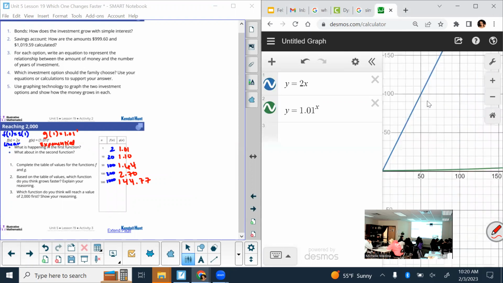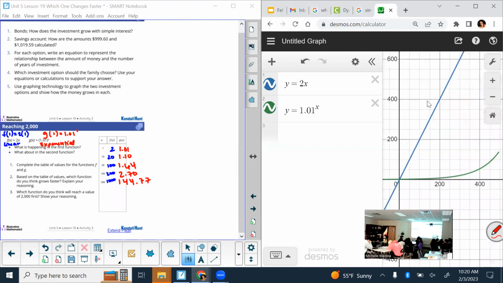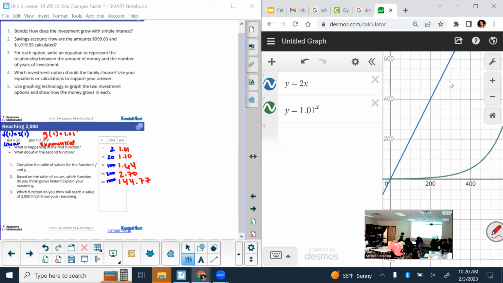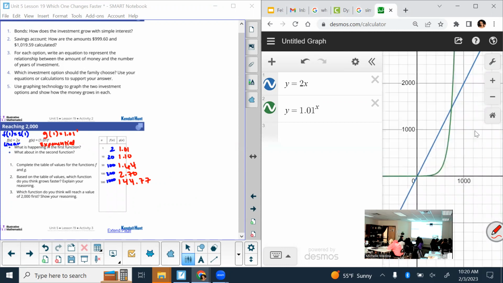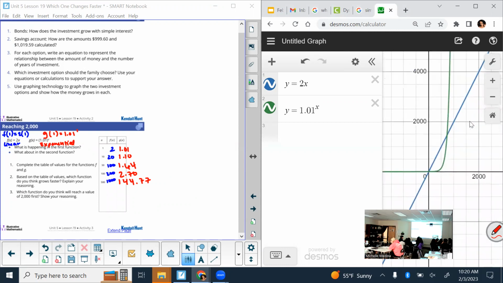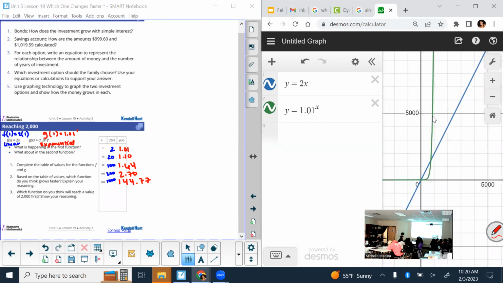All right, so we can see our 2 lines. It looks like the blue one, the linear one, is higher for a really long time. But eventually this one will exceed it on the y. All right, this one eventually becomes higher.